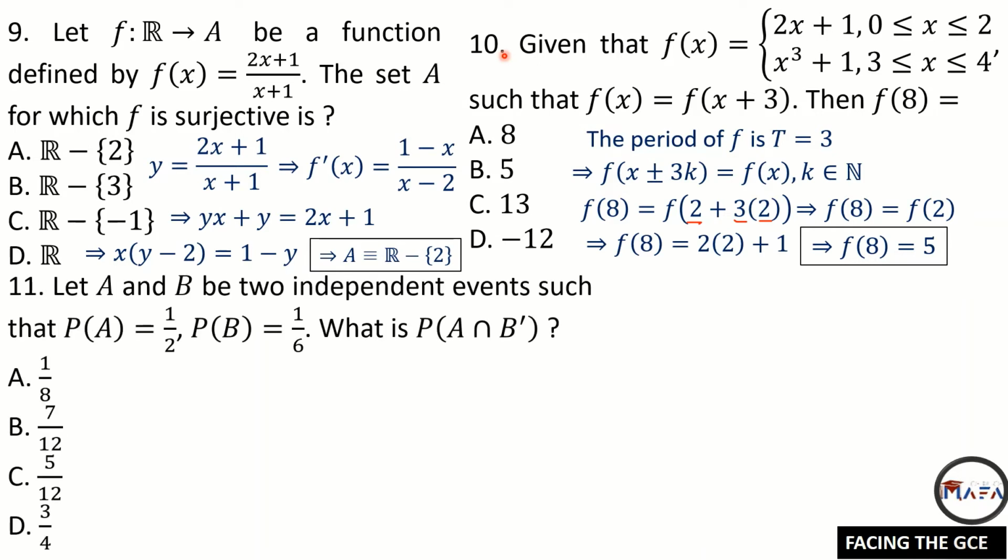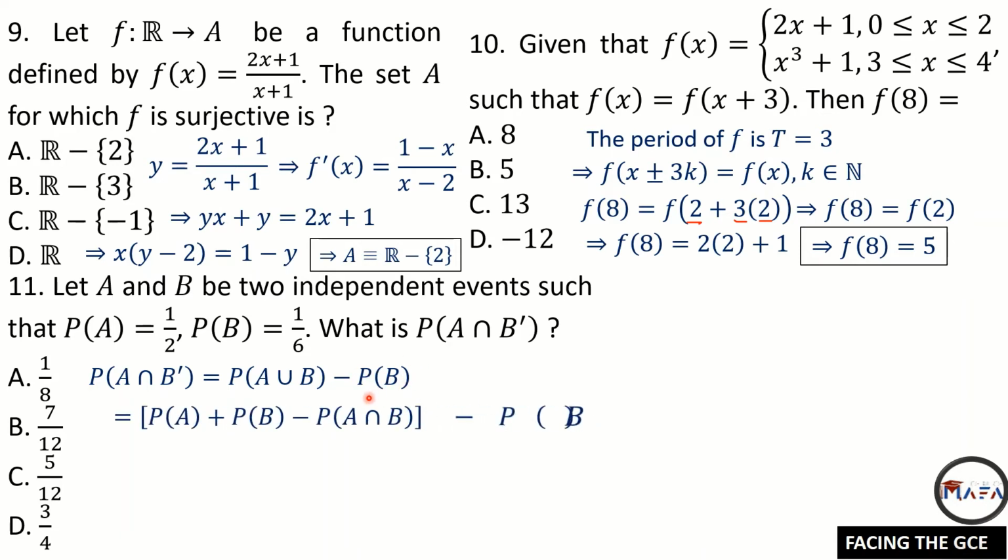Alright, so question 11 is on the topic probability, and the question reads, let A and B be two independent events such that the probability of the event A is half, the probability of the event B is 1 on 6. What is the probability of the event A and not the event B? So by the definition, the probability of the event A and not the event B is the probability of the event A or the event B minus the probability of the event B.